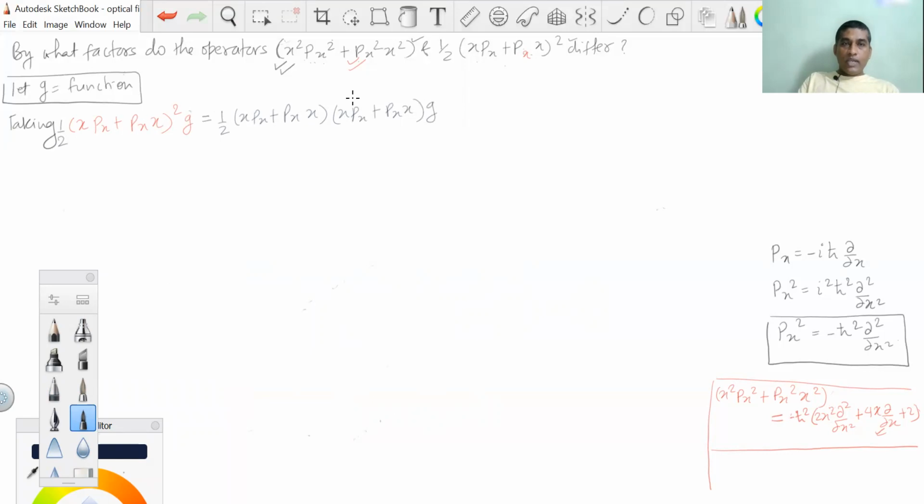Now at first this term or operator will operate on function g, so we need to understand this. This operator or this term will operate on g, and then we get some result, and that result will be operated by this term or operator. So we need to understand this. Let me erase this.